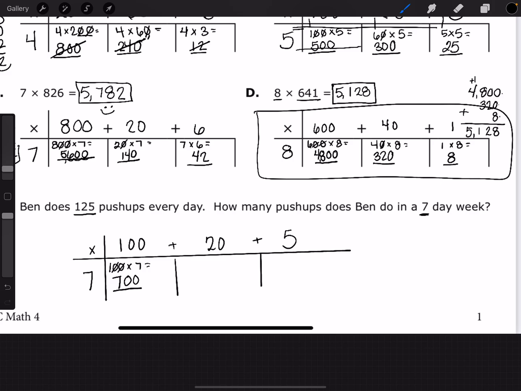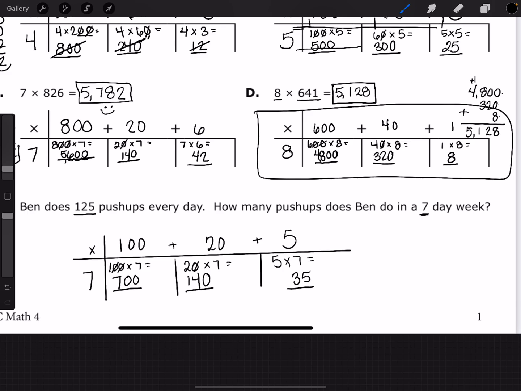Our second section is 20 times 7. We know we can take that 0 off. 2 times 7 would be 14. We know that that is not a 2, it is a 20 or 2 tens, so the 0 needs to be replaced. The second partial product is 140. All right, our last section is 5 times 7. 5 groups of 7. Well, let's count up 7. So 7, 14, 21, 28, 35. So this would equal 35.